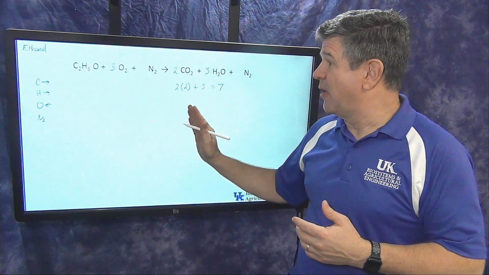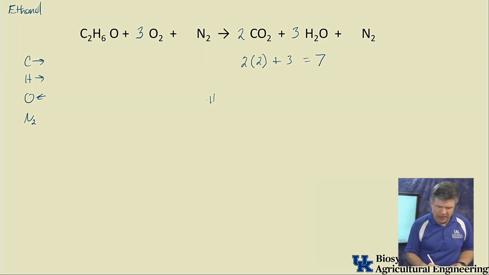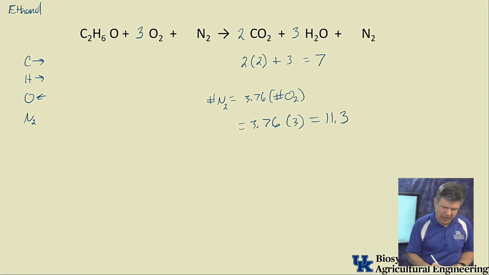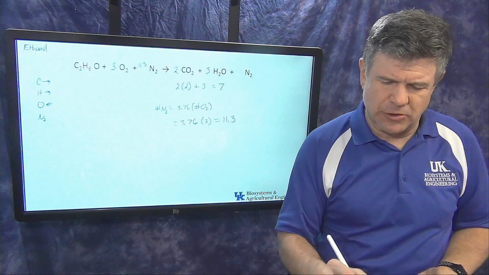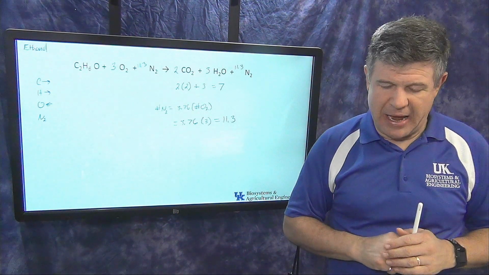I've got the oxygens from right to left. So let's look at the nitrogens then. The number of nitrogens is equal to 3.76 times the number of O2s. This should be N2 on the left. 3.76 times, I have 3 O2 molecules, so that gives me 11.3. What that tells me is in my equation, I need 11.3 nitrogens going in. Hopefully then I will have 11.3 coming out on the back side.